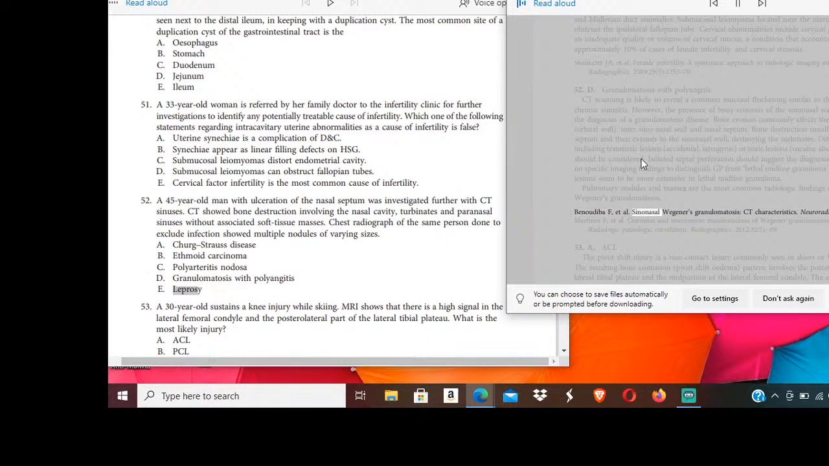Benudaba F. et al. Sinonasal Wegener's granulomatosis, CT characteristics. Neuroradiology. 2003, 45:95-9. Martinez F. et al. Common and uncommon manifestations of Wegener granulomatosis at chest CT, radiologic pathologic correlation. Radiographics. 2012.